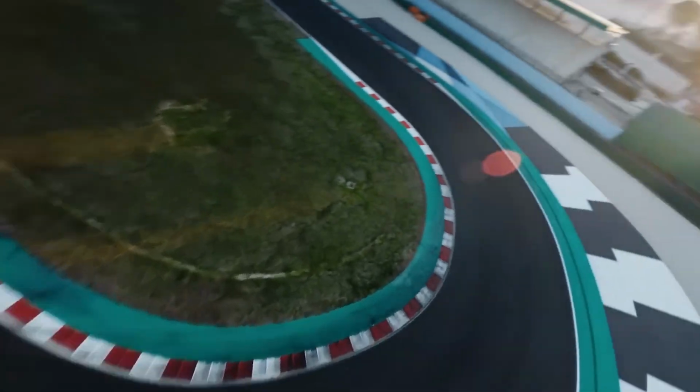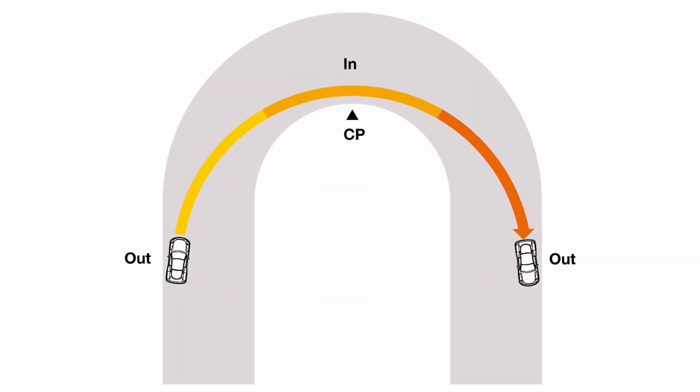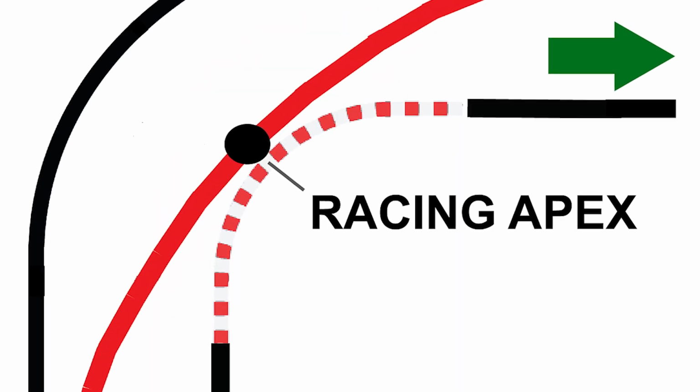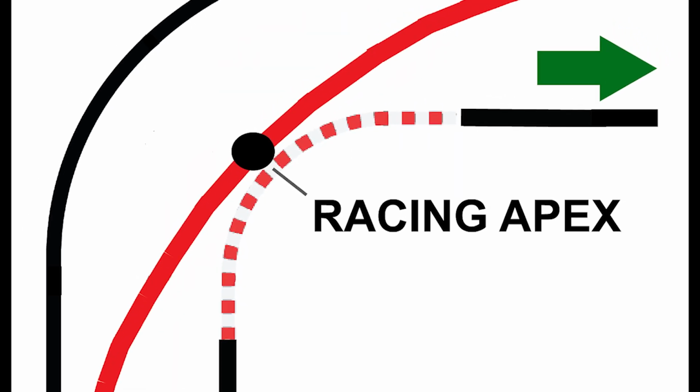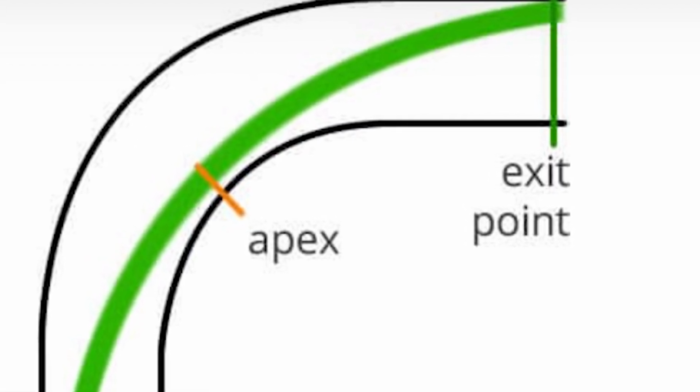The classic approach to a racing line involves three key components. Turn-in point, the spot where the driver initiates the turn into the corner. Apex, the innermost point of the corner that the driver aims to clip. Exit point, where the driver finishes the turn and begins accelerating onto the next straight.